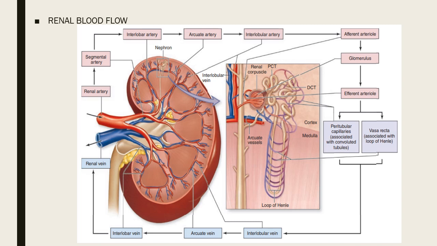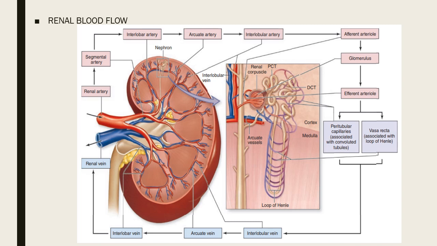Accordingly, your renal blood flow directly affects the kidneys' functional ability. Your kidneys require a rich blood supply to perform their primary function, which is to regulate your body's internal environment.